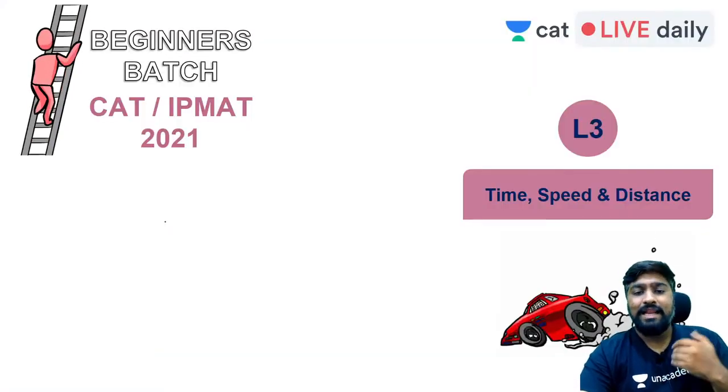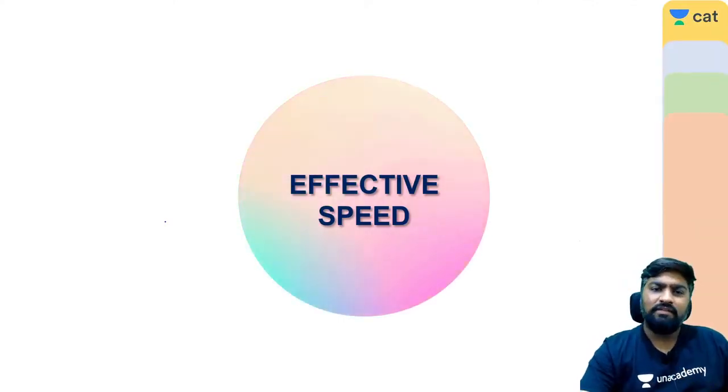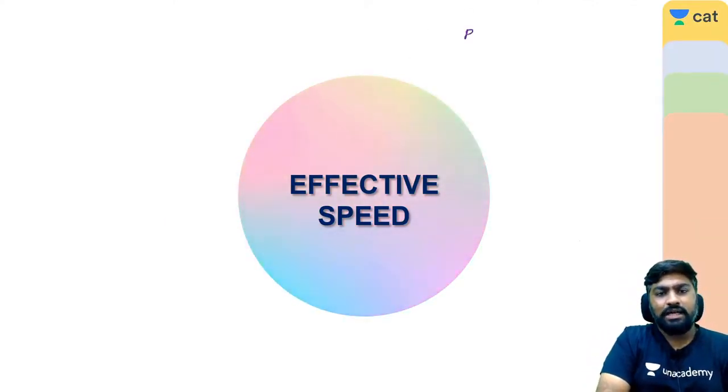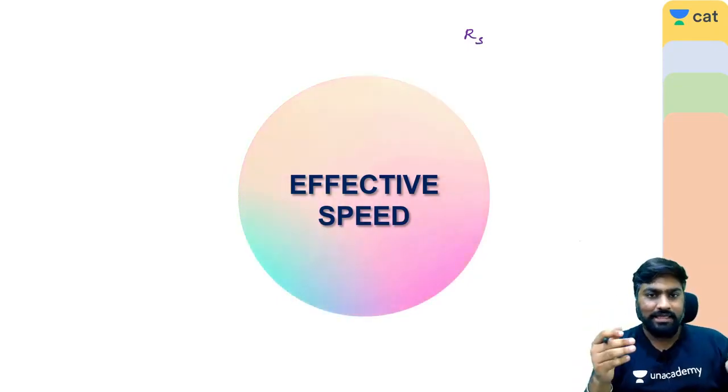So with that, let's begin with what we have scheduled for today. Let's start with effective speed. We've looked at relative speed. We've understood that relative speed is when two moving objects are not in contact with each other.